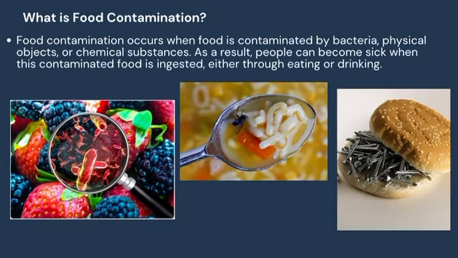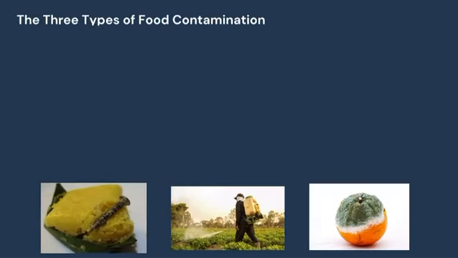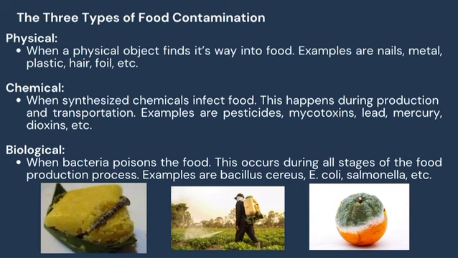Food contamination occurs when food is contaminated by bacteria, physical objects, or chemical substances. As a result, people can become sick when this contaminated food is ingested, either through eating or drinking. There are 3 types of food contamination.